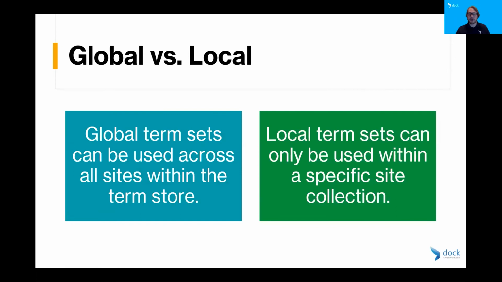Now, one thing that you should note with terms is that terms can be broken up into two categories. You can have global term sets / global terms, and local term sets / local terms. Essentially, these global term sets can be used across all of your sites within your term store, so all across your SharePoint tenant, and then local term sets can only be used within a specific site collection.